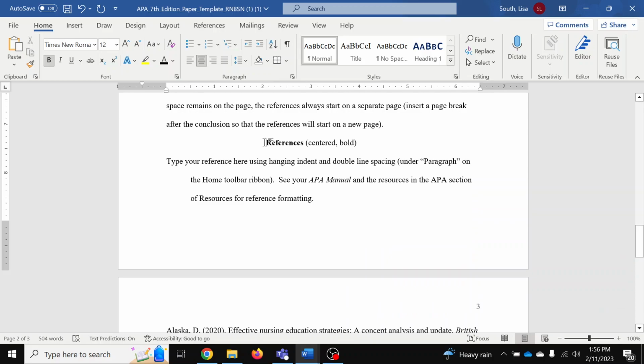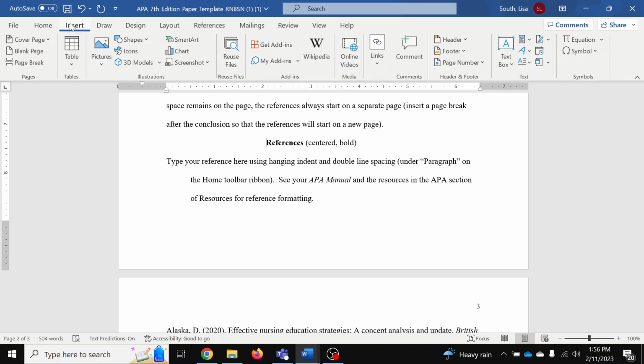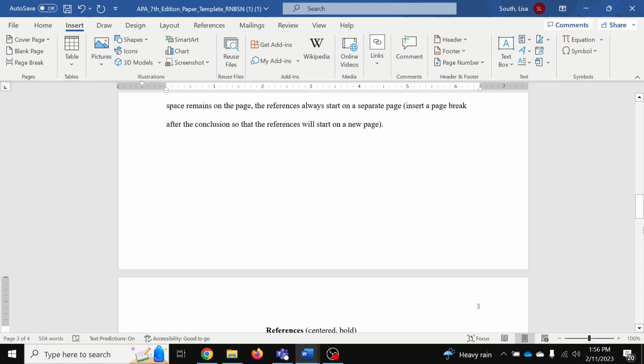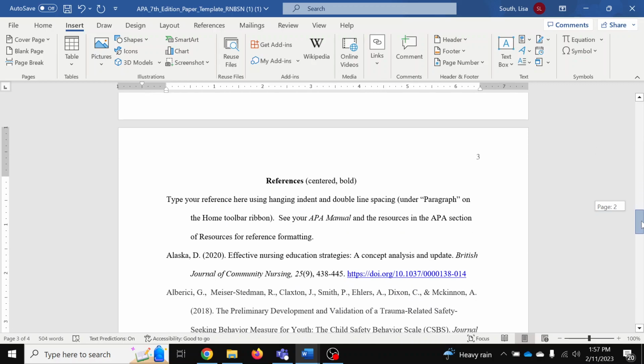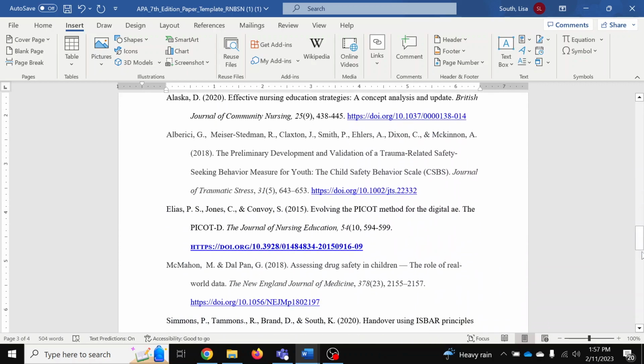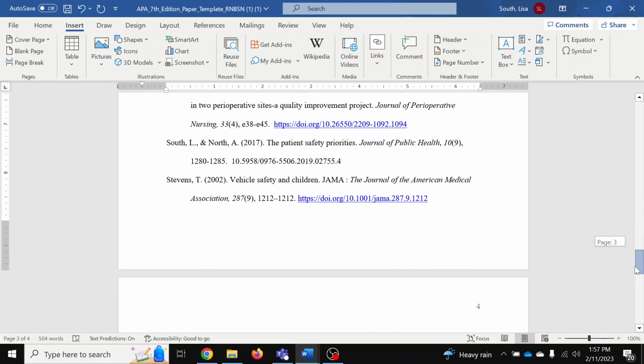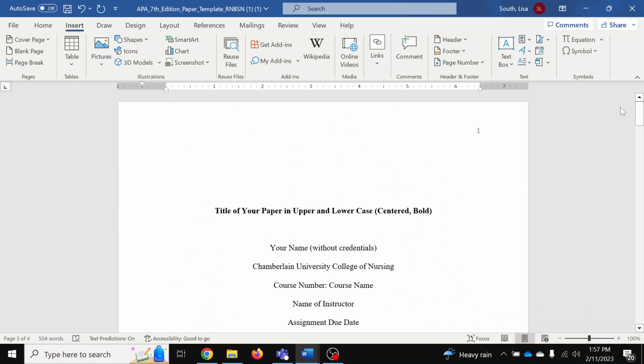See here, we didn't have a page break here. And so the top part of our references jumped a page when we did that. So we definitely need to insert a page break. And now no matter what happens above, even if I type a whole other page, references is always going to start on the new page. Okay, got it? Hoping. Okay.